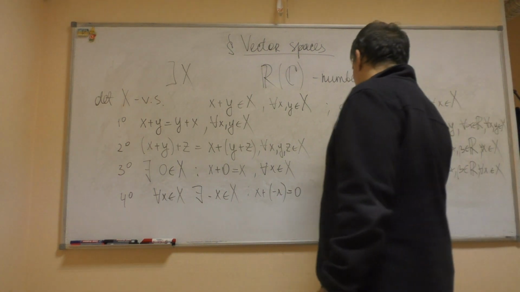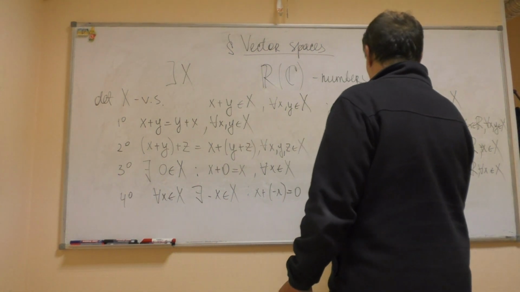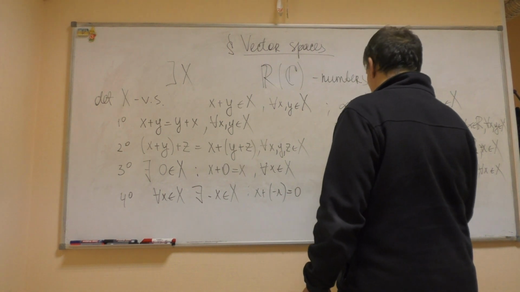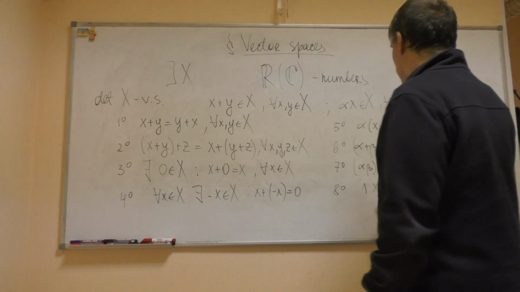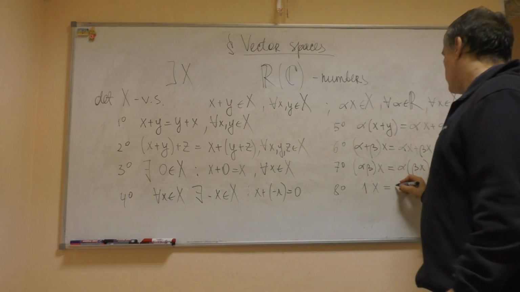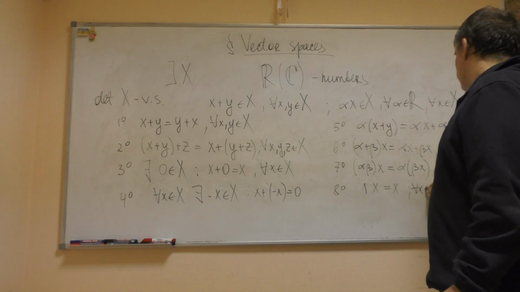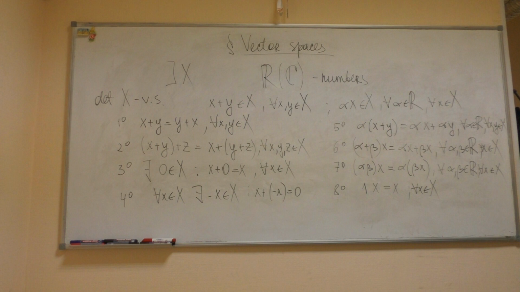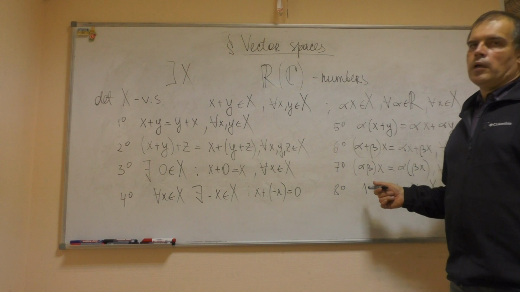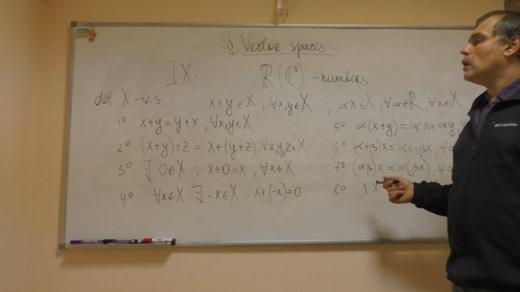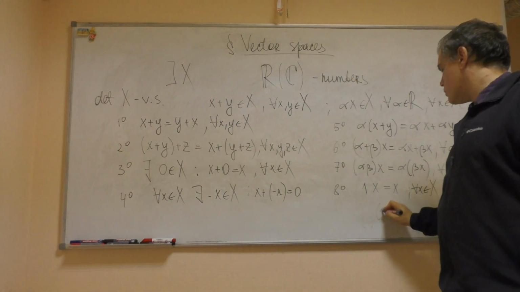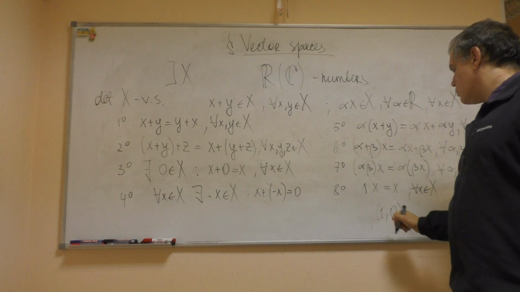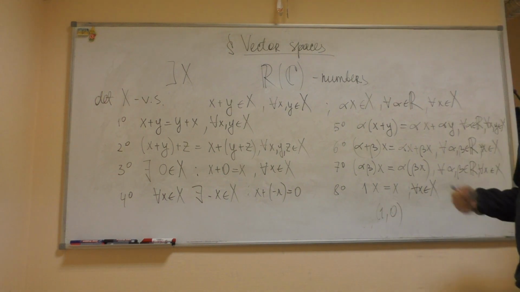And the last axiom, the special role of number 1. If we multiply 1 by any element from X, we obtain the same element. By 1 here, I assume a real or complex one. So in case of complex numbers, it's 1 as the real part of the number and 0 as the imaginary part.